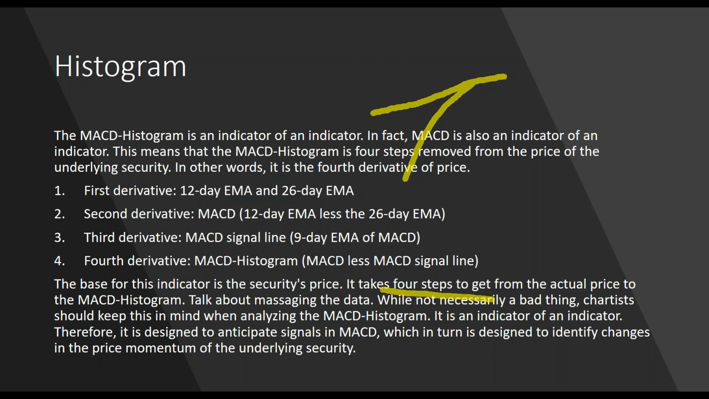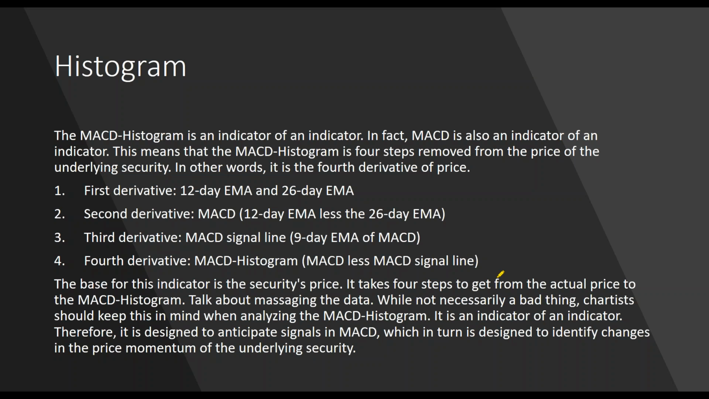Now, we can simply do all this using the histogram. So the MACD histogram is an indicator of an indicator. In fact, MACD is also an indicator of an indicator because first of all, MACD is an indicator of two exponential moving averages. Then it's plotted as another indicator, and the histogram is simply an indicator of that indicator.